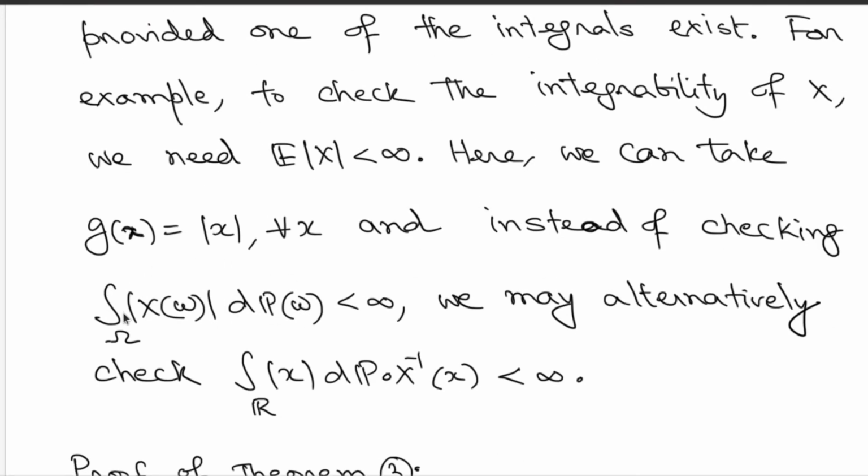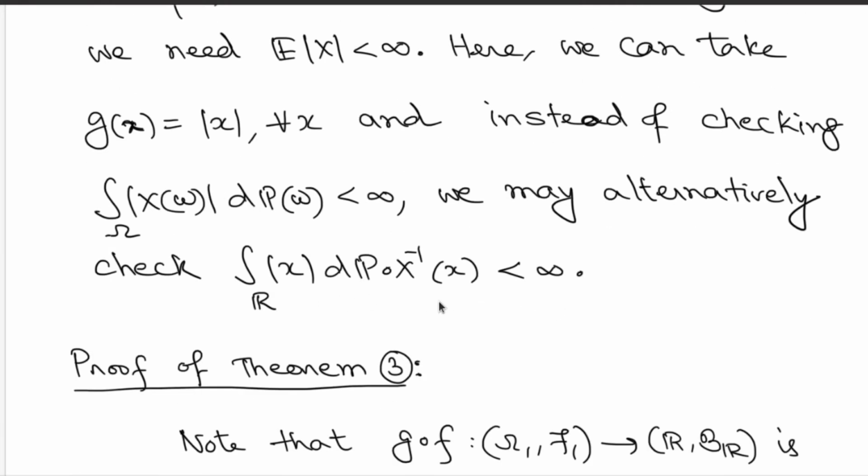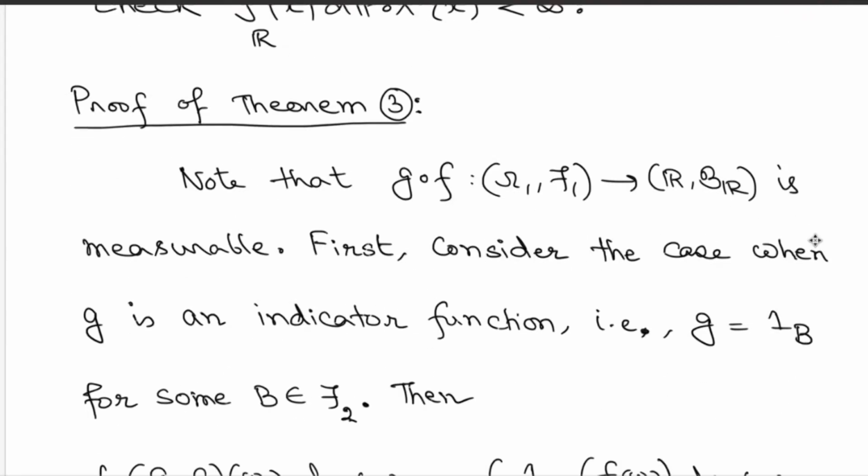So instead of checking this complicated integration of mod x with respect to the probability measure P, you may alternatively check this condition: integration of mod of small x with respect to the probability measure P compose X inverse over the real line. So instead of doing the integration over the domain side omega, you do the integration over the range side, which is on the real line. Okay, so this is the alternative condition and may be easier to work out. Great. So with these observations at hand, let's now go to the proof of theorem 3.